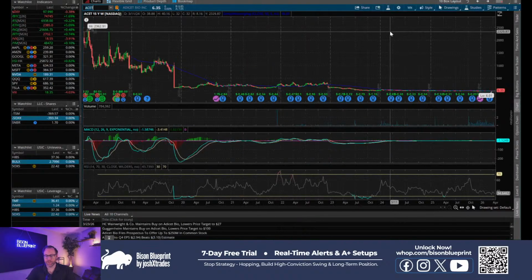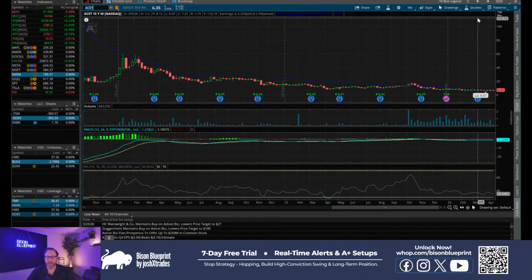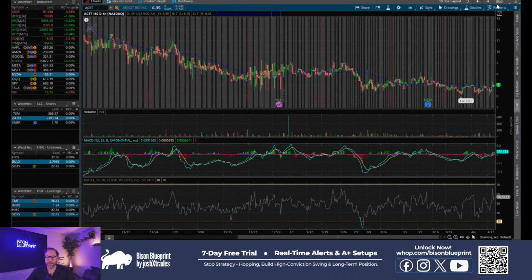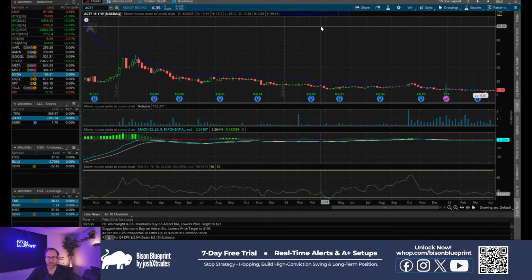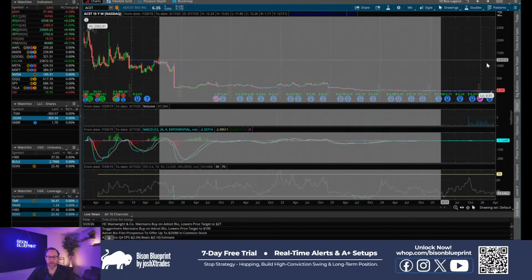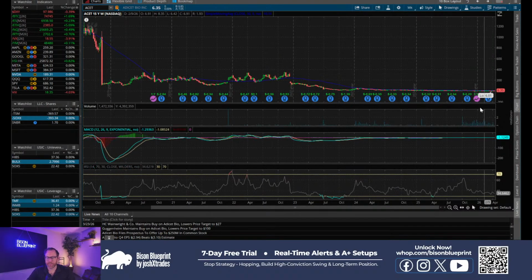So final chart here, ACET. Yeah, I wouldn't touch this. Just buy a small biotech. You don't know what's going on under the hood here. Lots of stock splits. It's not something I would go after.